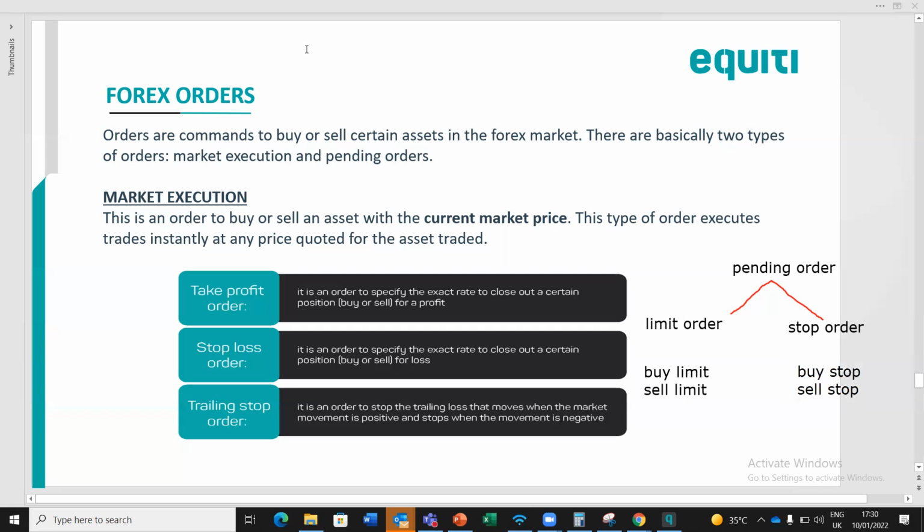So this is how we have the pending orders. The pending orders are divided into limit orders and stop orders. For limit orders, we have two types, the buy limit and the sell limit. And we also have two types of stop orders, the buy stop and the sell stop. So basically, I'm going to be explaining these four: buy limit, sell limit, buy stop, sell stop, as the different types of pending orders that we have.